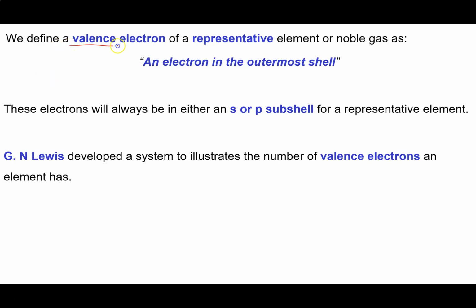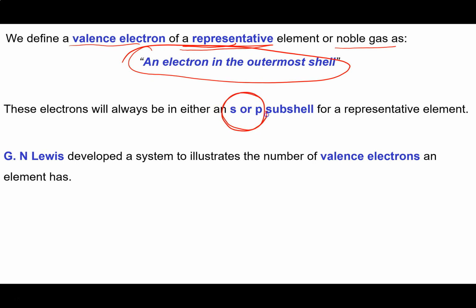So we define a valence electron of a representative element, that's an element that isn't in the d block or a noble gas, as being an electron in the outermost shell. For the representative elements, those in the groups that have an A in their designation, this is always going to be an electron that's in either an s or a p subshell.